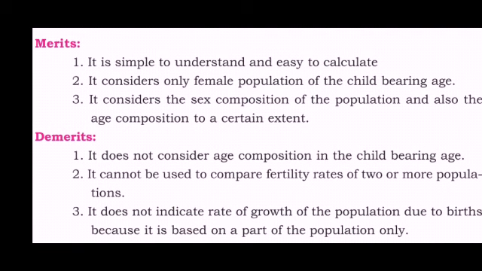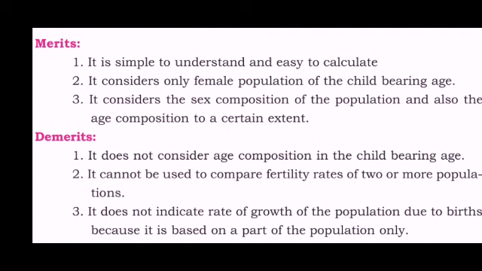Okay, now we'll discuss merits and demerits of the GFR. First one is, it is simple to understand and easy to calculate. So there is not much difficulty here. If you just get live births and female population of childbearing age, we can calculate it easily. And it considers only female population of the childbearing age. So one of the advantages is it considers only the female population. So those who are giving birth to the children, we are considering them only. So there is no mixture here.